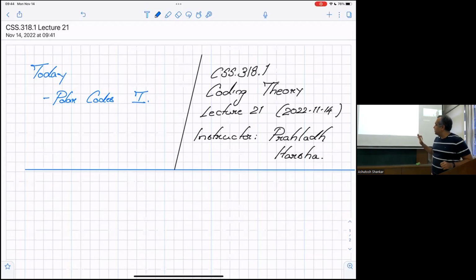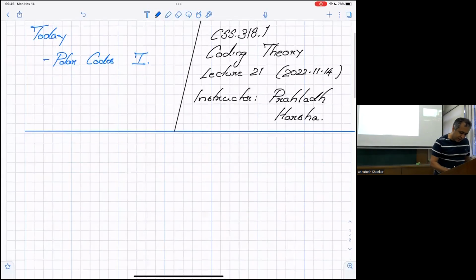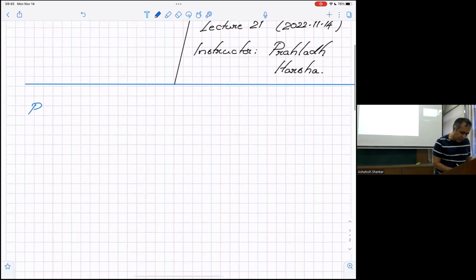The nice thing about polar codes is that it's a code that was introduced extremely recently, and it's an extremely simple code. It's actually quite surprising and shocking that this code was not noticed earlier. At the end of today's lecture, we'll see the code. So let's begin by recalling Shannon's theorem.